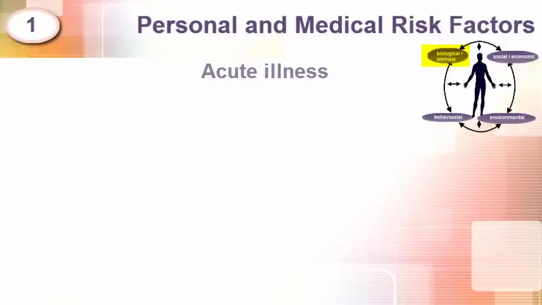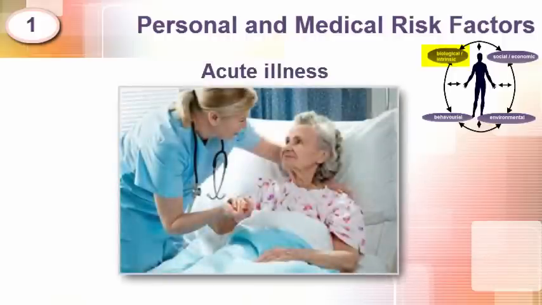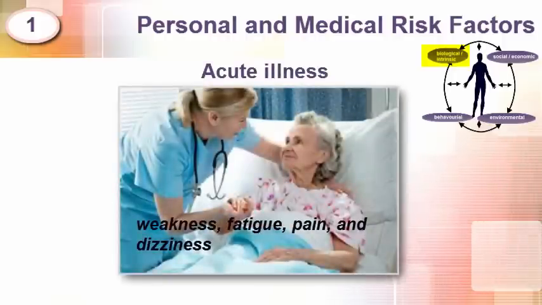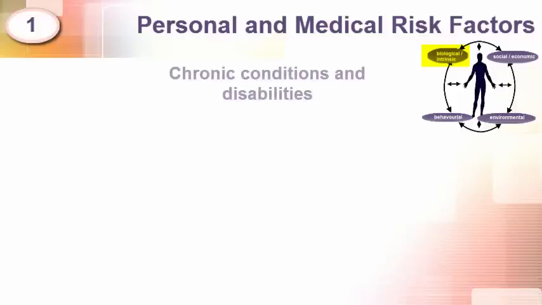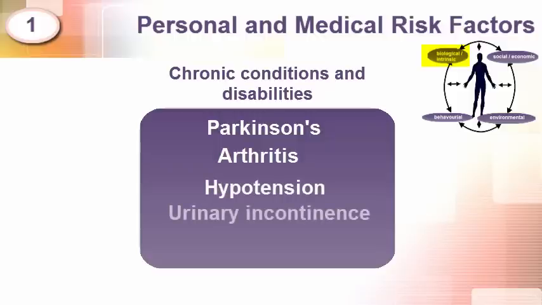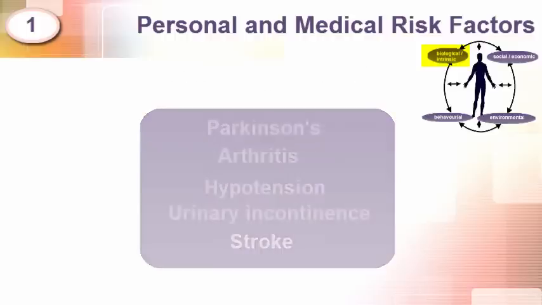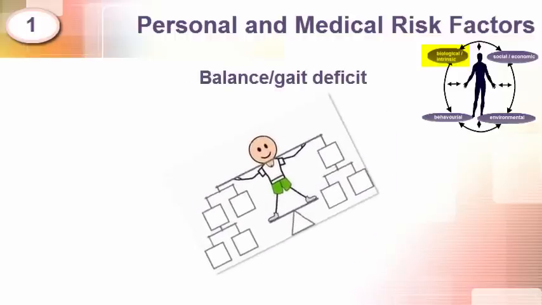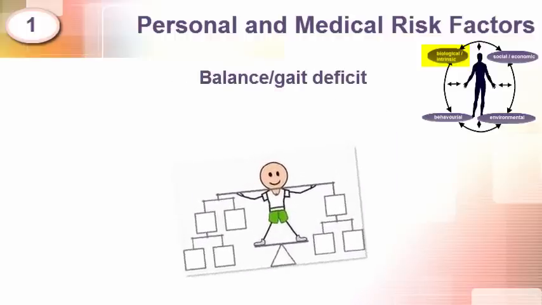Acute illness like an infection can result in a variety of symptoms like weakness, fatigue, pain, and dizziness. Chronic conditions and disabilities like Parkinson's disease, arthritis, hypotension, urinary incontinence, or stroke can affect mobility, gait, and balance. Any balance and gait problems can result in instability.